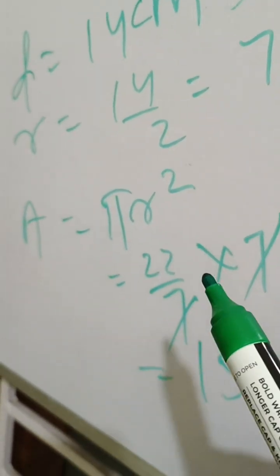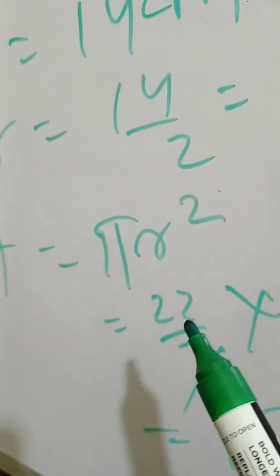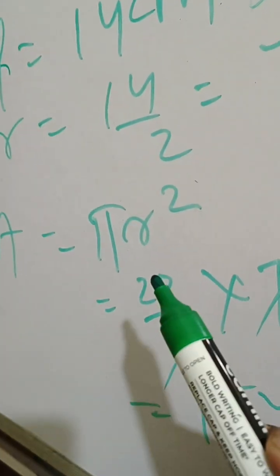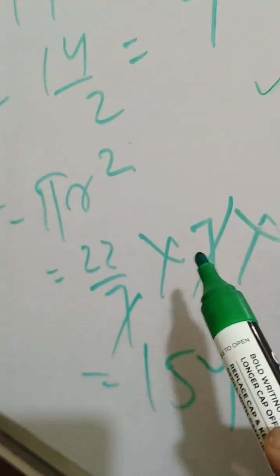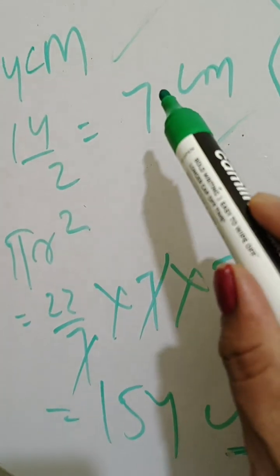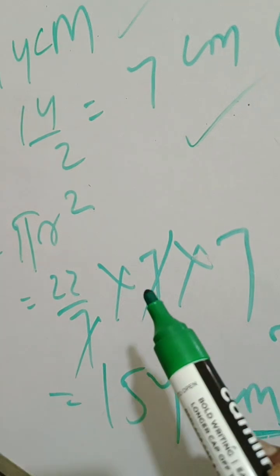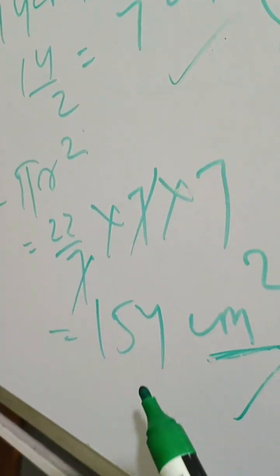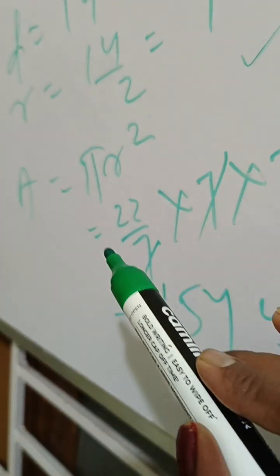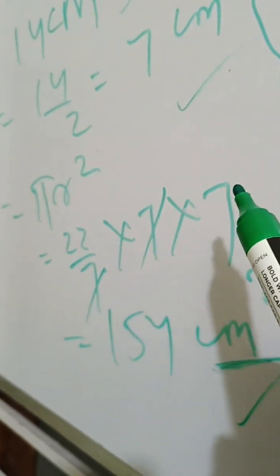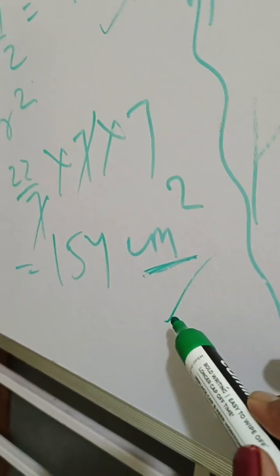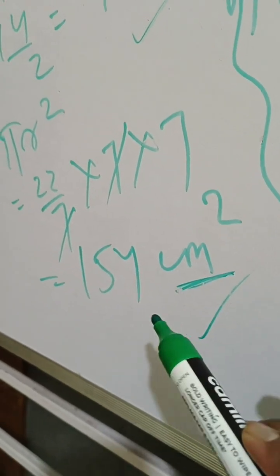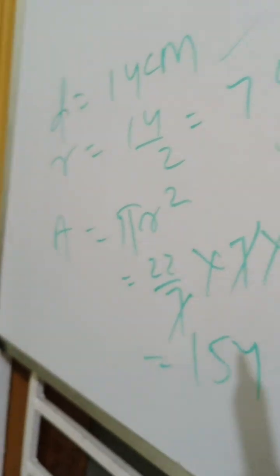And area is obtained by pi r square. Whenever no value is given in the question to use for pi, you have to use 22/7. So 22/7 into r square. We have got r as 7 centimeter, so r square means 7 into 7. Now this 7 is cancelled. We get 22 times 7, which is 154 centimeter square.